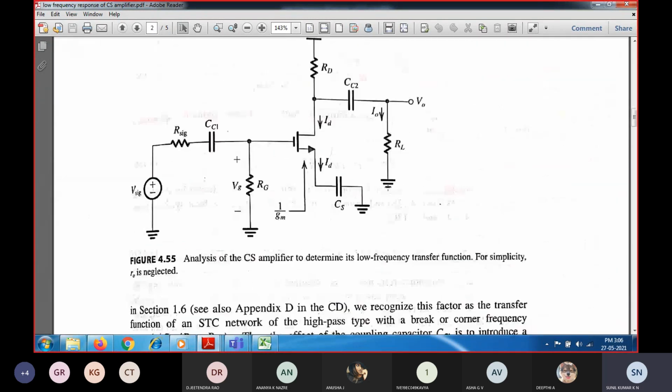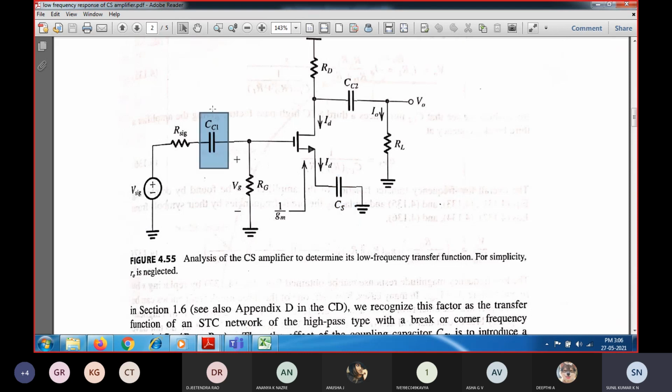So in this, as I told, you're going to have CC1, CC2 as well as CS, three external coupling capacitors. For each of them, we need to find out how it is going to affect the gain, by considering one at a time.